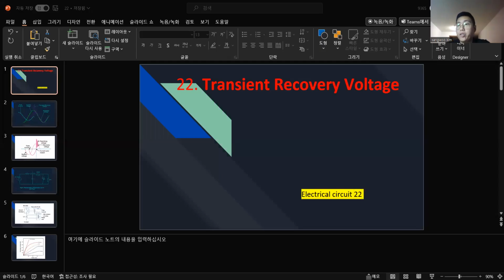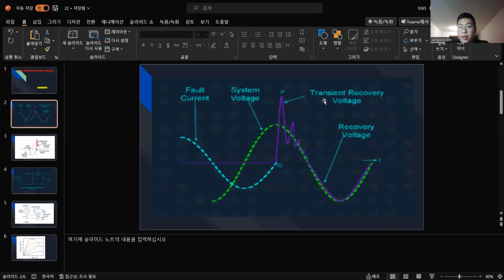Hey guys, today we will learn about transient recovery voltage. This is also the LC vibration, because of the LC vibration, or swing we say, right? It happens. So let's see what that is. First of all, we need to learn about the circuit.